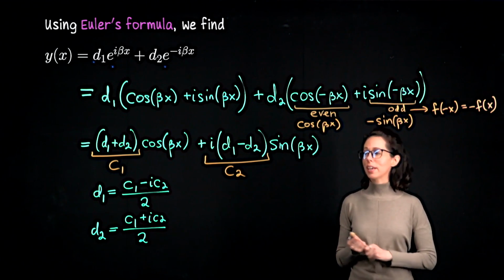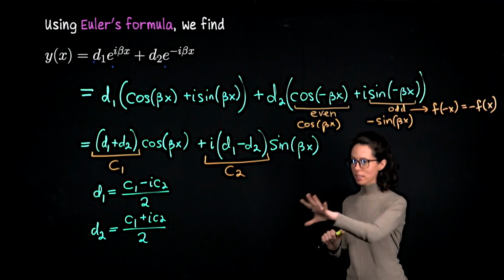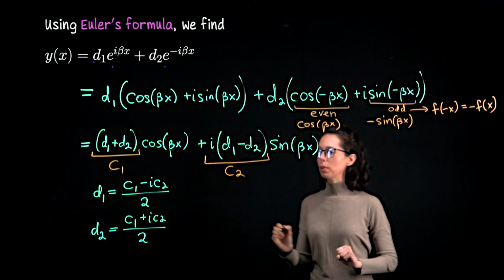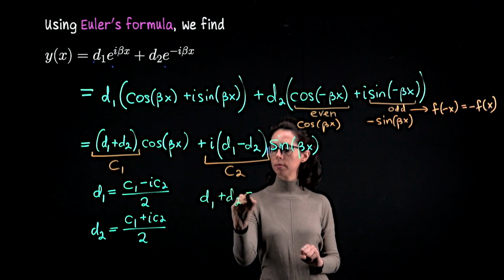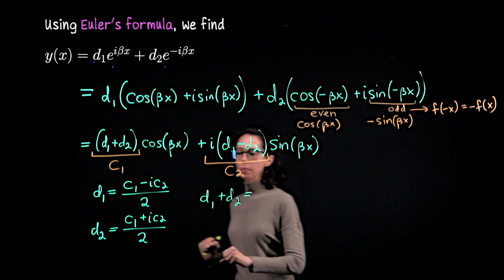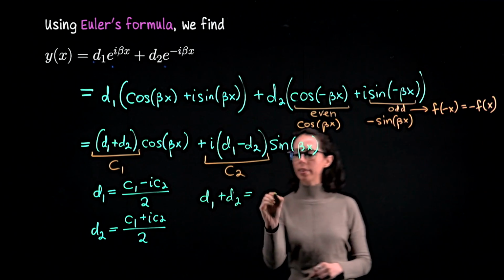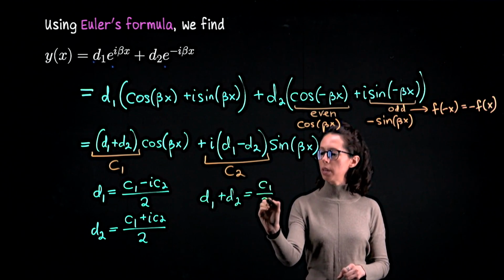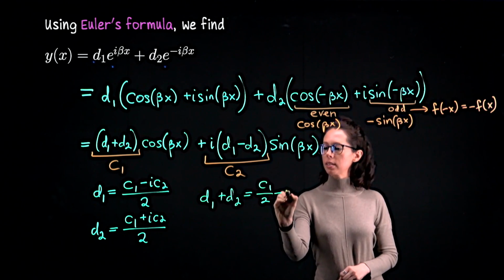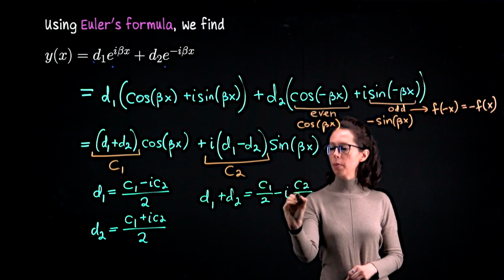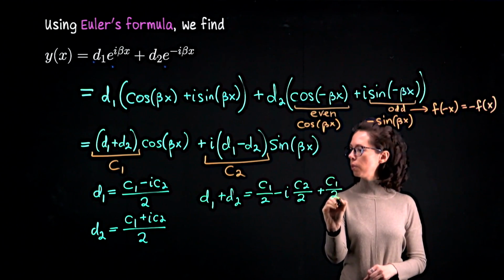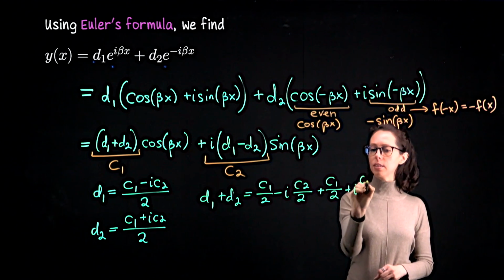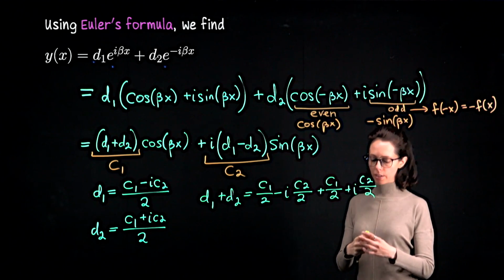Okay, let's check how you did. So if I take these numbers the way that we've written them and do d1 plus d2, I'm just going to do that to the right here, d1 plus d2, that's going to be c1 divided by 2. I'm just going to write these out as individual terms. So c1 divided by 2 minus i c2 divided by 2 plus c1 divided by 2 plus i c2 divided by 2. Okay, you see a couple things.